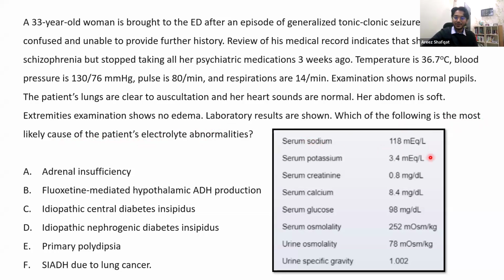So she has severe hyponatremia with seizures, so you would give hypertonic saline. She has slight hypokalemia, and nothing else. She has low serum osmolality, so it's a true hyponatremia. She has low urine osmolality, less than 100, which basically means it's ADH independent. Okay? The only cause of ADH independent hyponatremia here is primary polydipsia. So the answer is E.